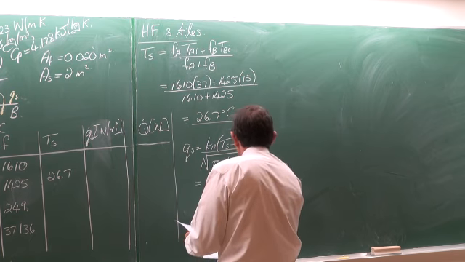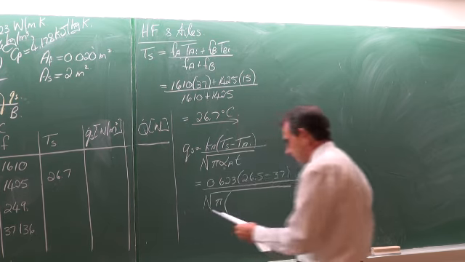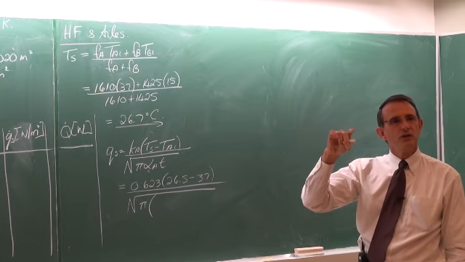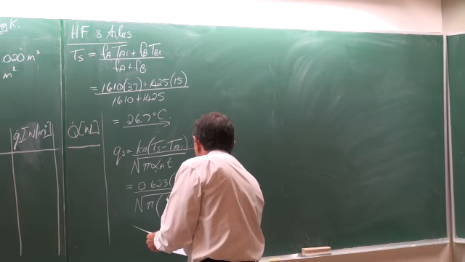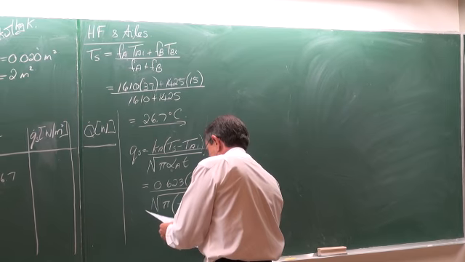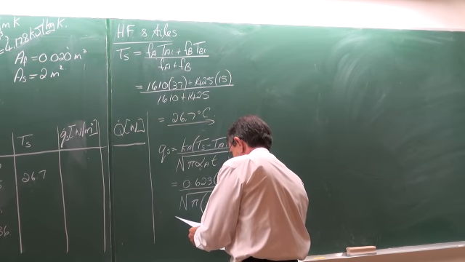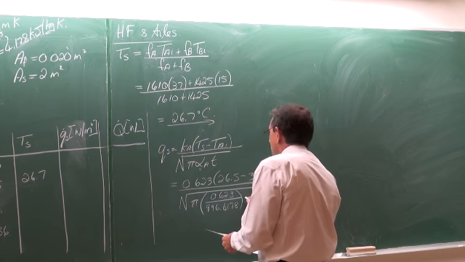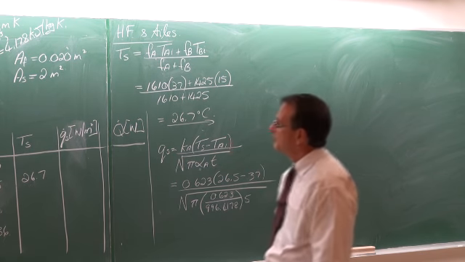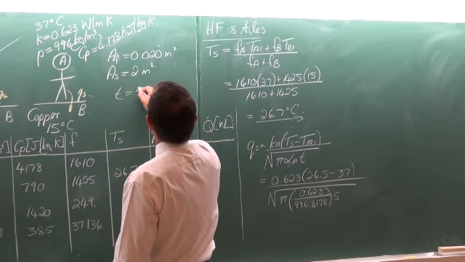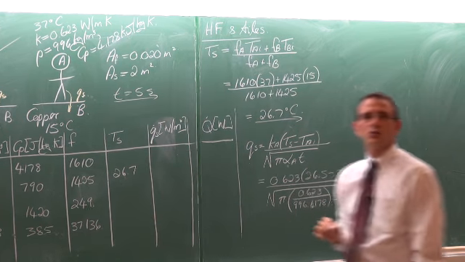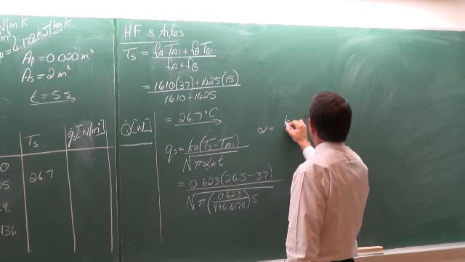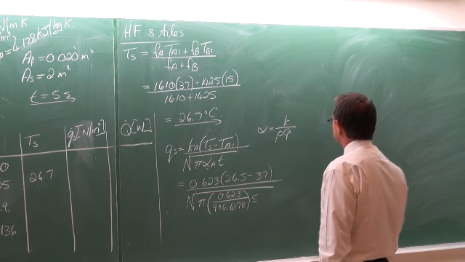divided by the square root of pi multiplied by alpha, and alpha is equal to K divided by rho Cp. It is our thermal diffusivity, equal to 0.623 divided by 996 multiplied by 4178, and let's calculate it after 5 seconds. So T is equal to 5 seconds, we want to know what it will be after 5 seconds. Okay, alpha, remember, is equal to K divided by rho Cp.